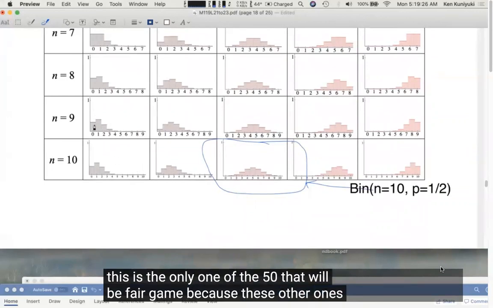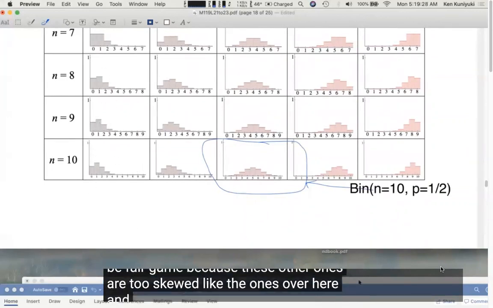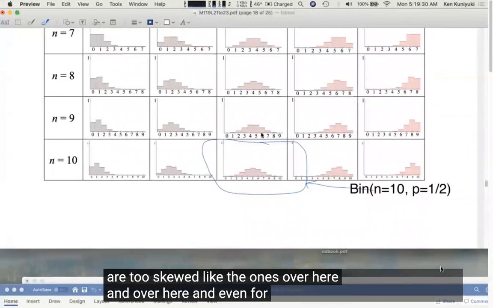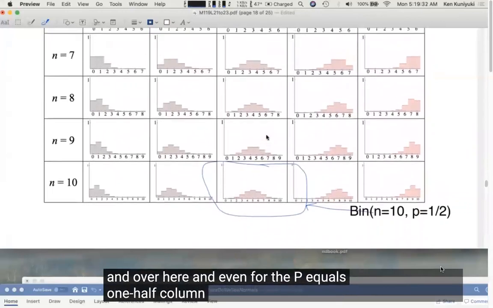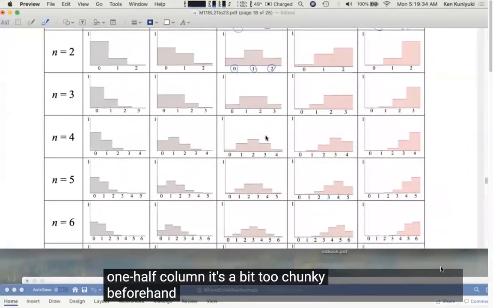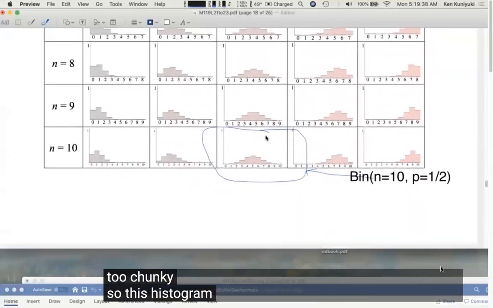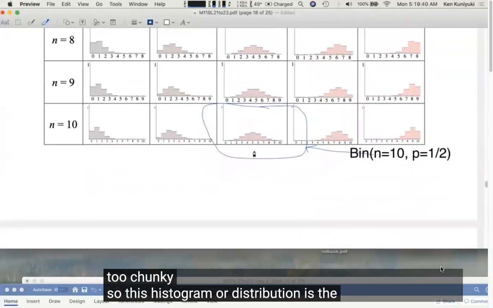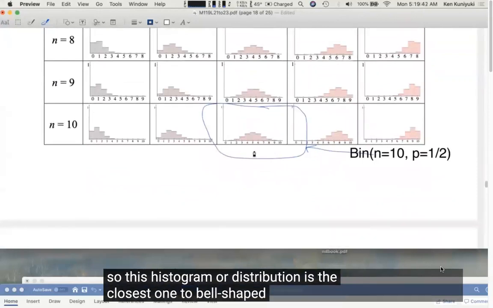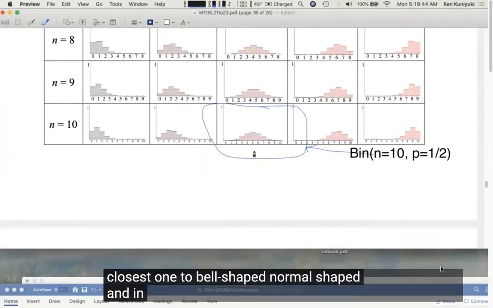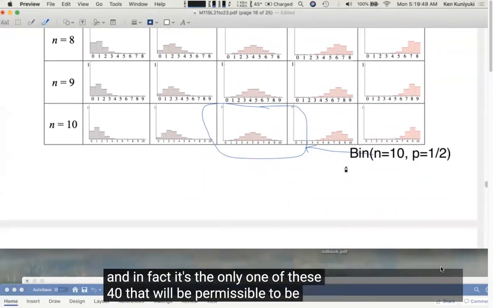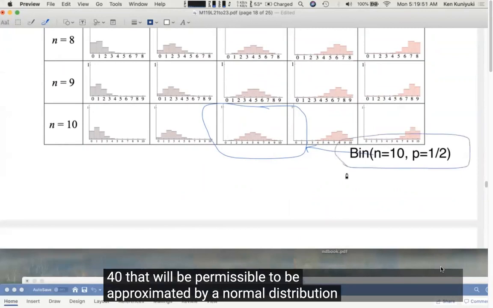Because these other ones are too skewed, like the ones over here and over here. And even for the P equals 1/2 column, it's a bit too chunky beforehand. It's not so bell-shaped, it's too chunky. So this histogram is the closest one to bell-shaped, normal-shaped, and in fact, it's the only one of these 50 that will be permissible to be approximated by a normal distribution.